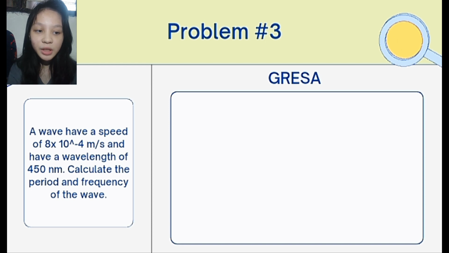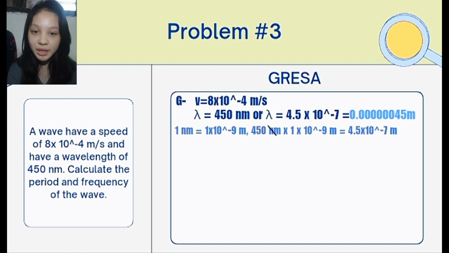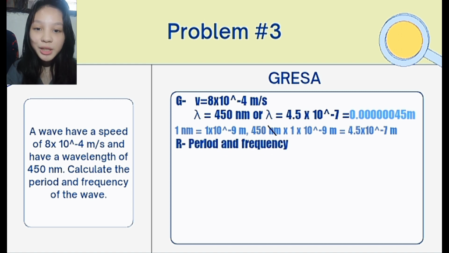Time is up. Now the givens are the speed is equal to 8 times 10 raised to negative 4 meters per second and the wavelength is 450 nanometers. Now we will convert it. 450 nanometers times 10 raised to negative 9 meters is equal to 4.5 times 10 raised to negative 7 meters, or 0.00000045 meters. Now for the required: period and frequency.